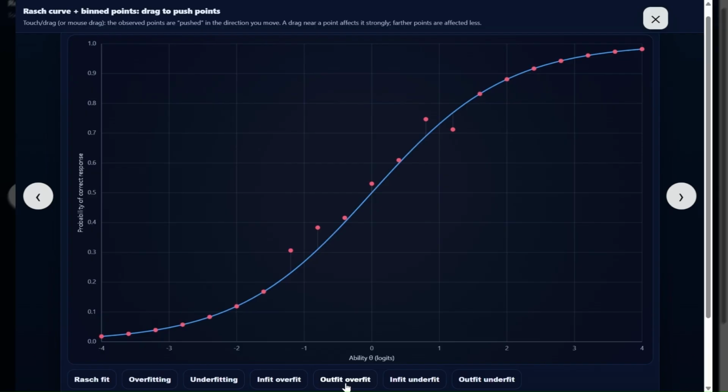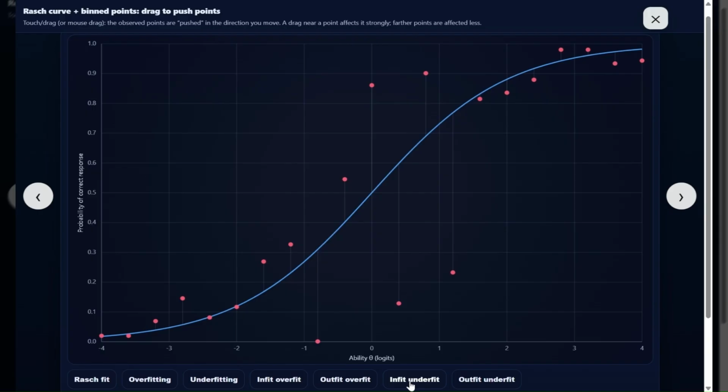This would be the outfit overfit. So the periphery will be overfit, but the area in the middle is just Rasch fit. Now let's go back to Rasch fitting. Let's say what is an outfit? Actually, sorry, infit, underfit. So the infit area should have the observed values, these red dots, away from it. Yes, that's it. Look, the area in the middle, which is the infit area, has an underfit.